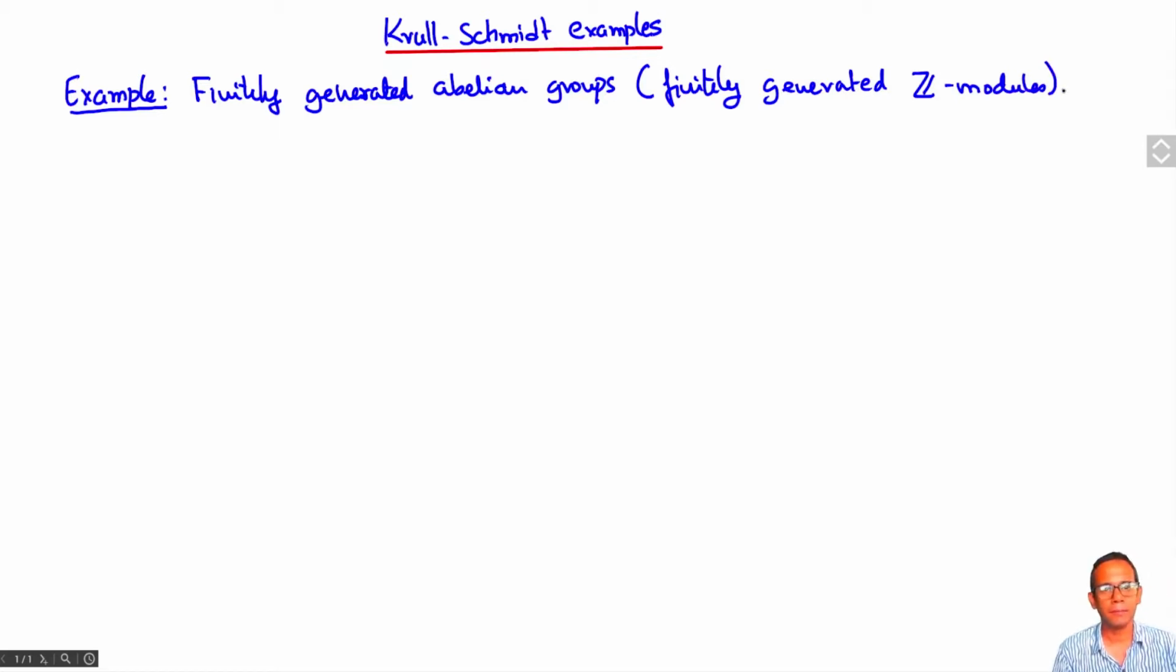These finitely generated abelian groups satisfy both the ascending chain condition and the descending chain condition, and therefore the Krull-Schmidt theorem applies. So let's just see how the Krull-Schmidt theorem works for this class of modules. So suppose A is a finitely generated abelian group.